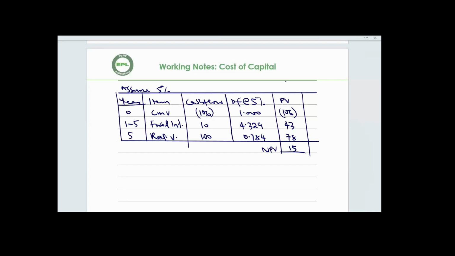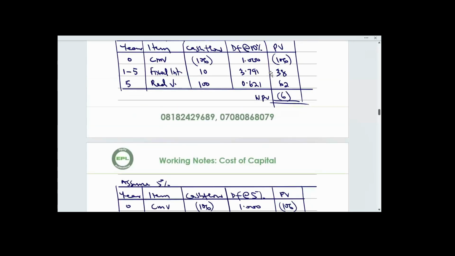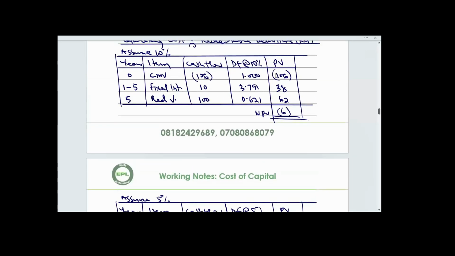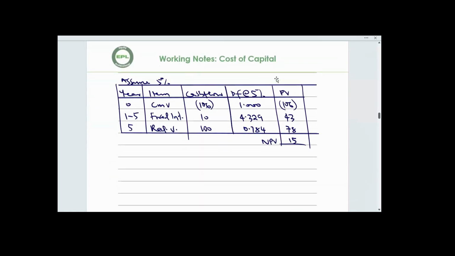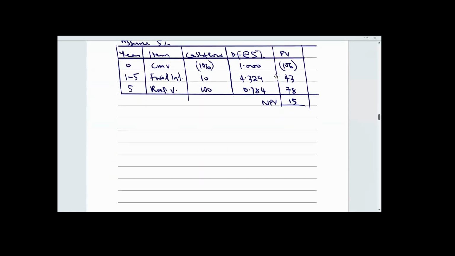So we assumed 10%. We had a negative NPV of 6. Then we reduced to 5%. We have a positive NPV of 15. At this point, we need to interpolate. I would then say the cost of the redeemable debenture, that is the internal rate of return.